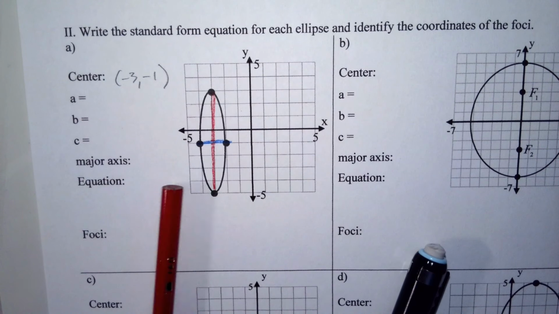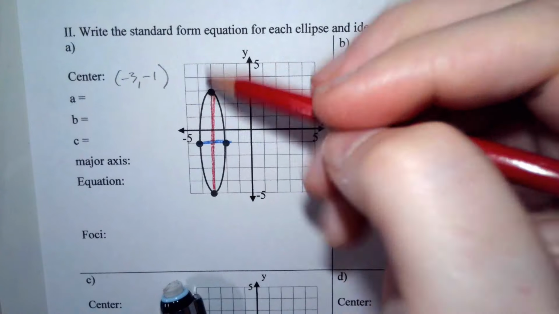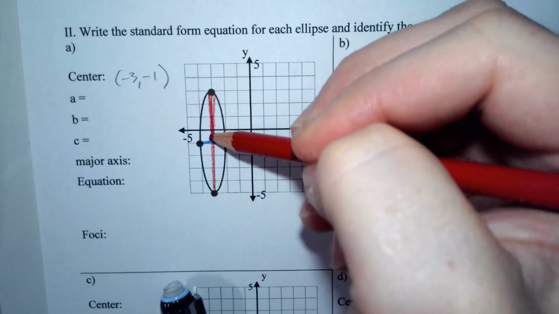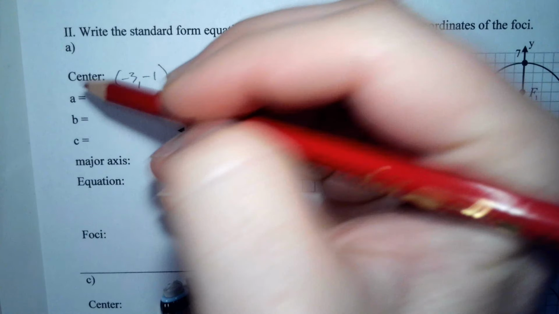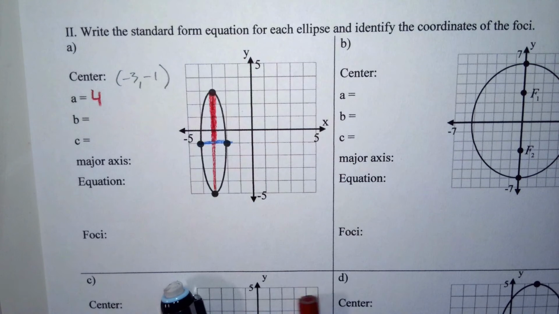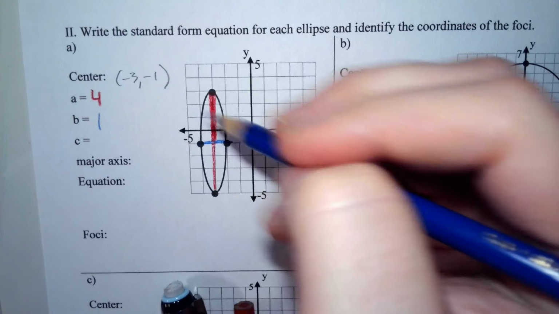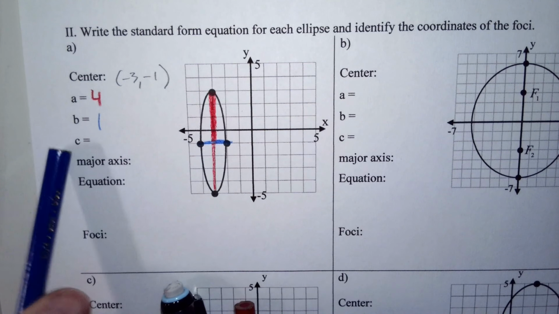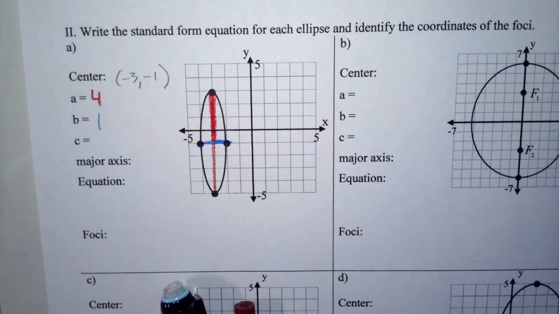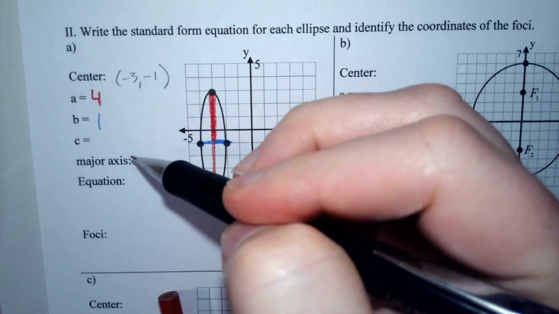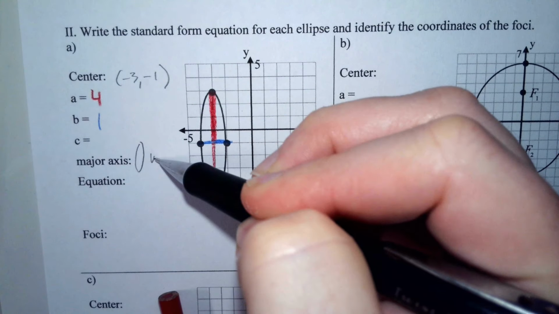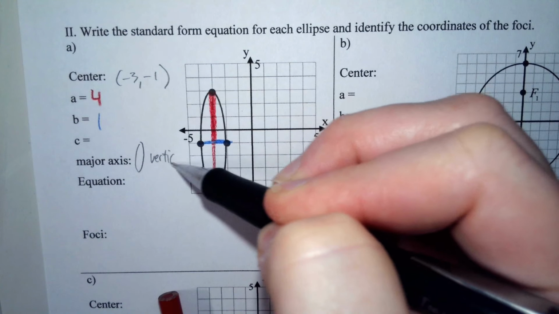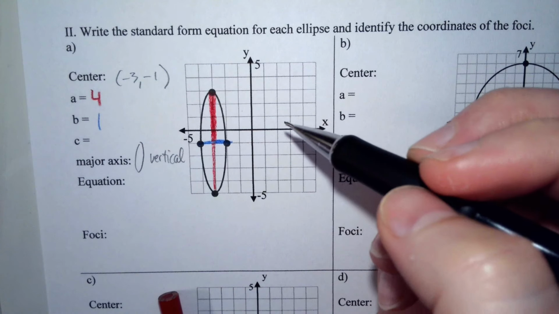We can also figure out the a and the b value. Since this is longer vertically, that is 4 units for the a, and the b is 1 unit from the center, left and right. We'll deal with c later because c helps us find the foci. Now the major axis, we could see it stretching vertically. What that's going to mean in a moment is the a value needs to be under the y's when we write the equation.